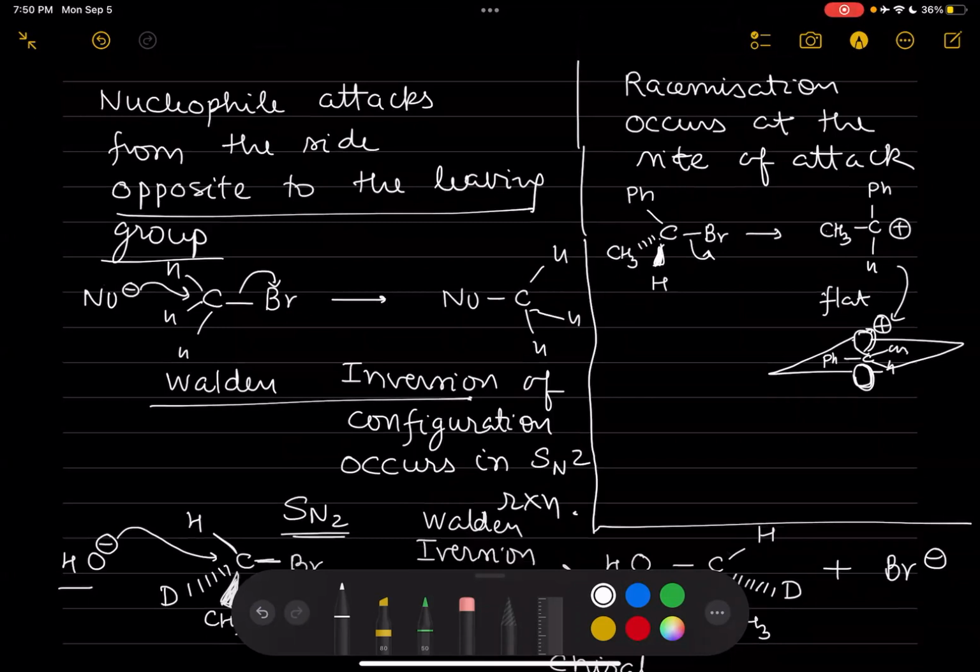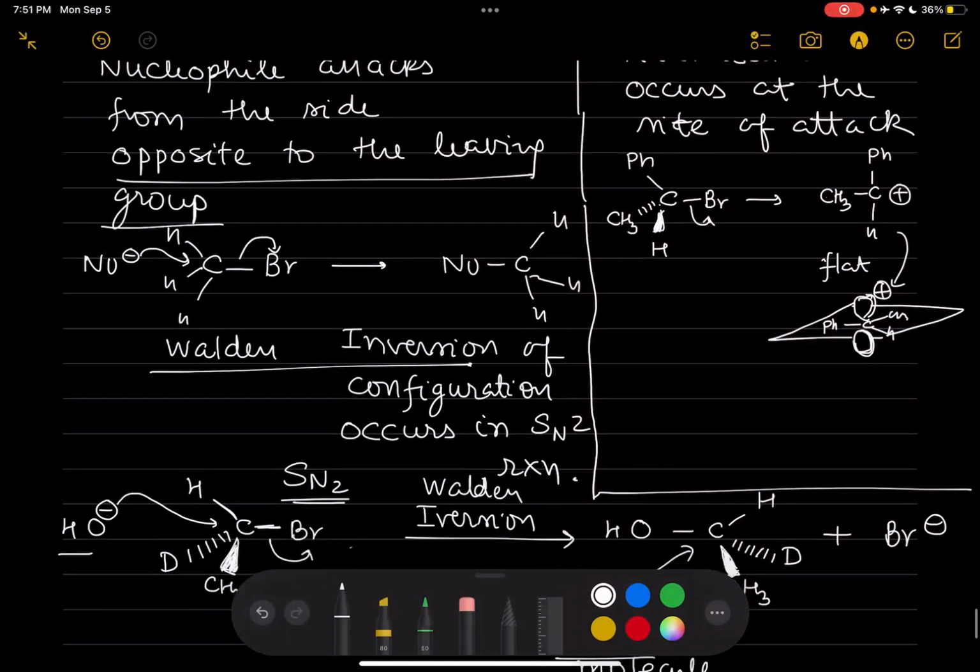Now the question is, from which side is the nucleophile going to come in and join the carbon atom? In SN2, there was a compulsion that the nucleophile has to come only from the side opposite to the leaving group, otherwise it can't come in, because everything happens in a single step, so they need to be very systematic. From this side you enter, from that side you go out. But in this case, the leaving group has already departed, leaving behind a flat carbocation.